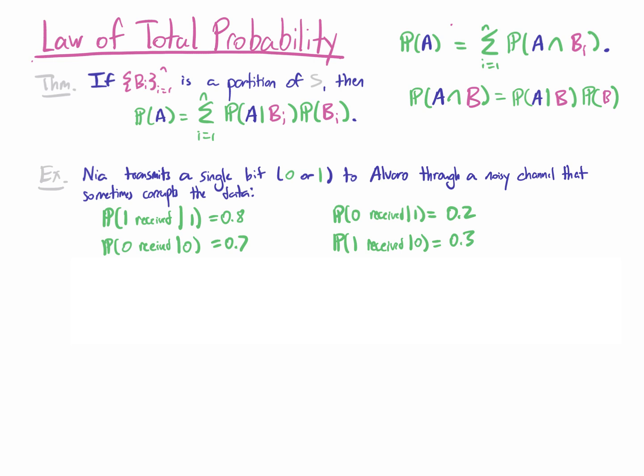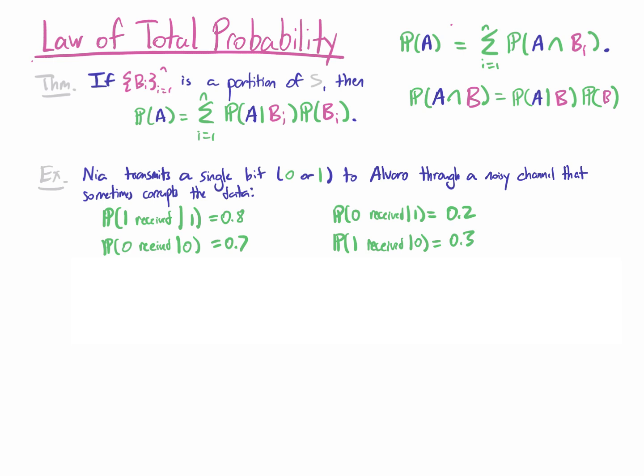It has some noise to it, so it can corrupt your data. If Nia sends a 1 to Alvaro, the probability he actually gets a 1 is only 80%. Due to corrupting noise, he might also get a 0 with probability 20%. And similarly for the case that Nia sends a 0.